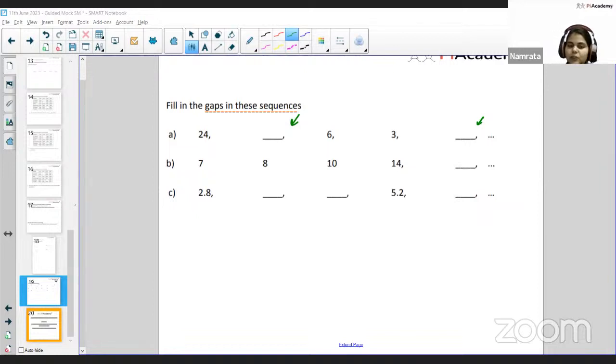Yes, starting with the first sub question that we have, that is 24, 6, 3. If we carefully observe here, we need to keep dividing by 2, right? So if we divide 3 by 2, we'll get 1.5, and 24 divided by 2 is 12. So these are the two unknowns for the sequence. Take your time for the next one.